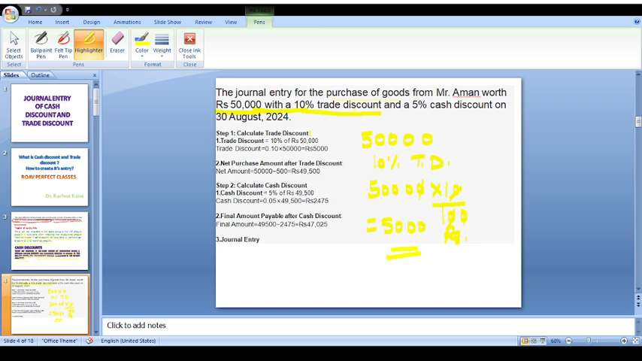Now, 5% cash discount. 50,000 minus 5,000 is 45,000, and calculate 5% on this. 5 ones are 5, 5 twos are 10, and cutting the zeros, it comes to 2,250. This is the cash discount.